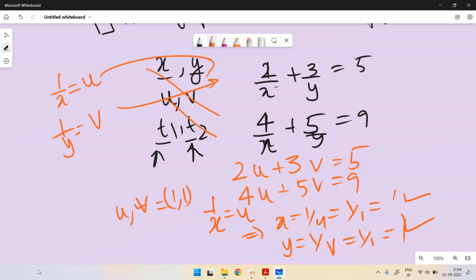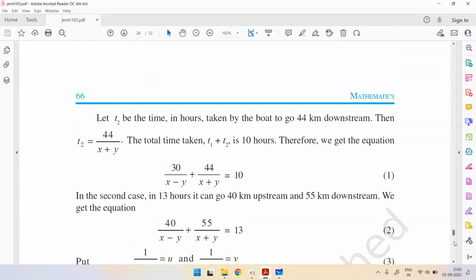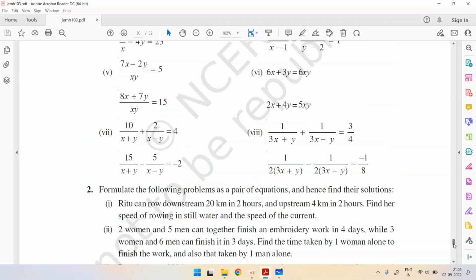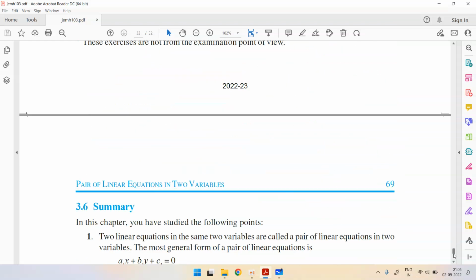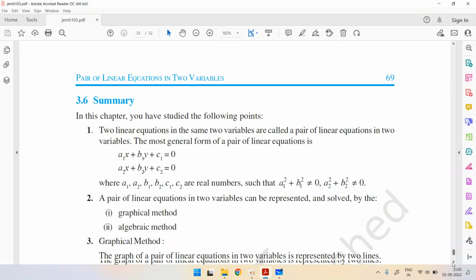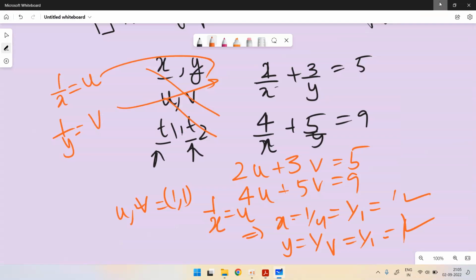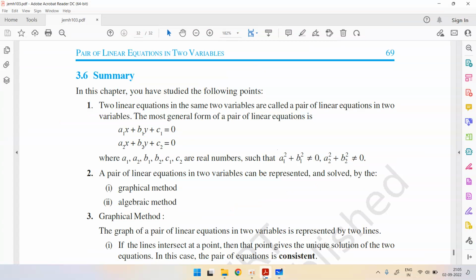So this much I think is the only thing given in that chapter. Yes, there is one more thing.